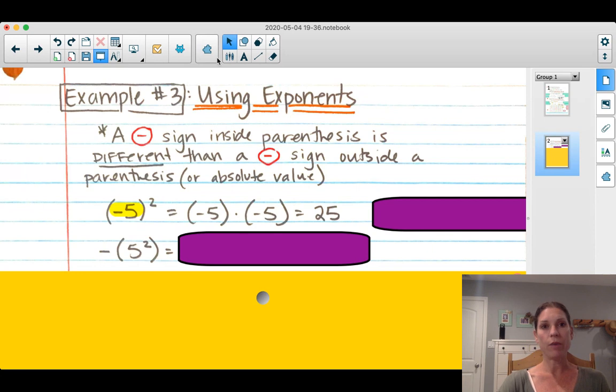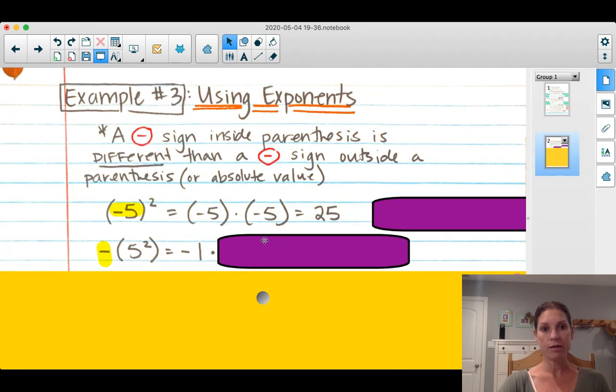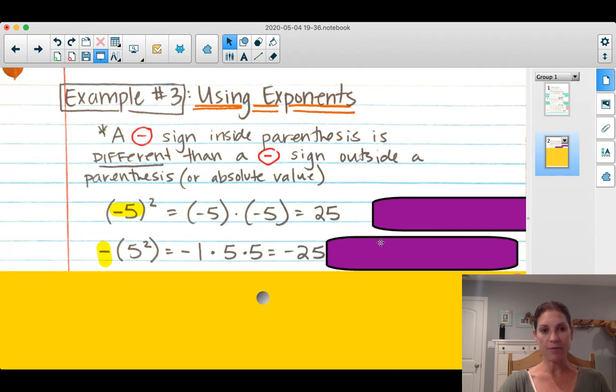Here, we have our negative on the outside of the parentheses, out here. Okay, and remember, this really means negative 1. So now we're actually looking at negative 1 times 5 times 5, because 5 squared is 5 times 5. So negative 1 times positive 25 is a negative 25.